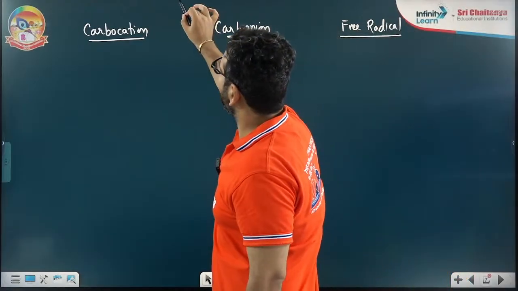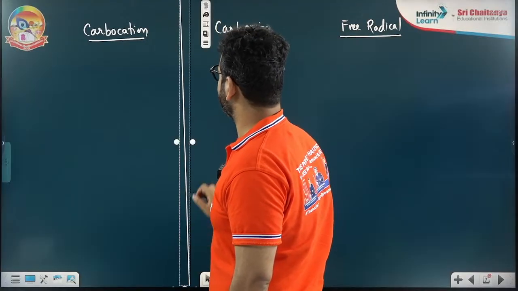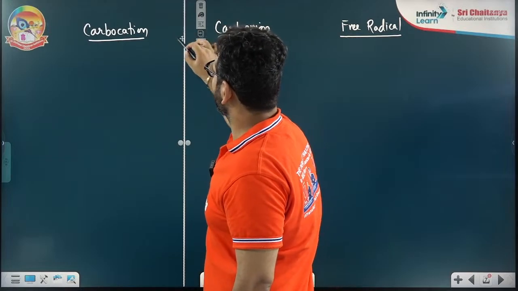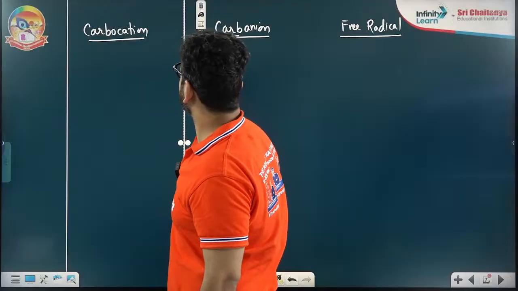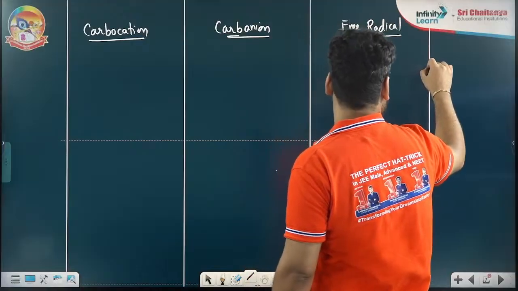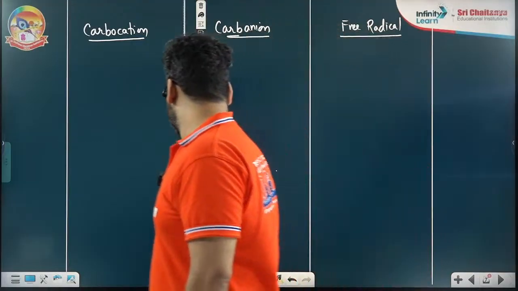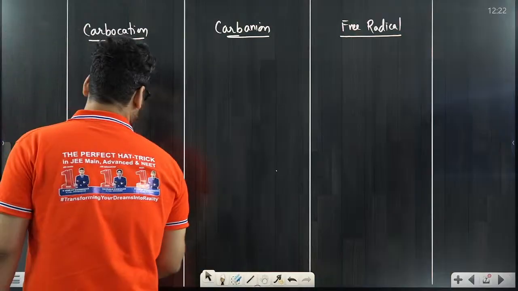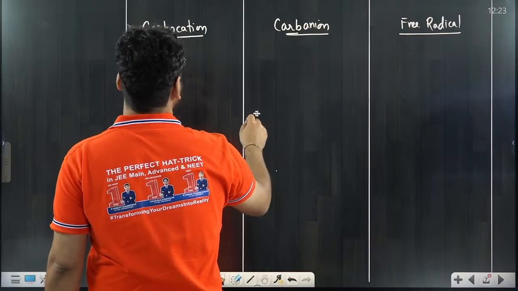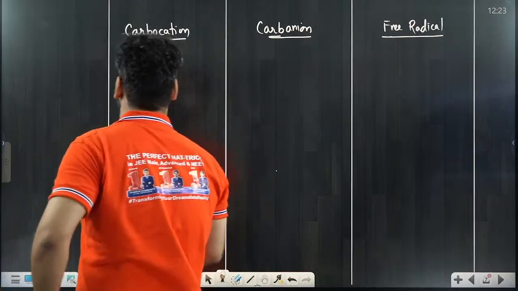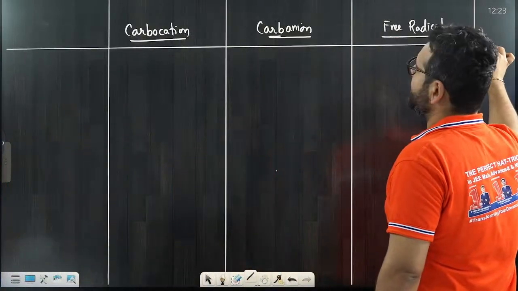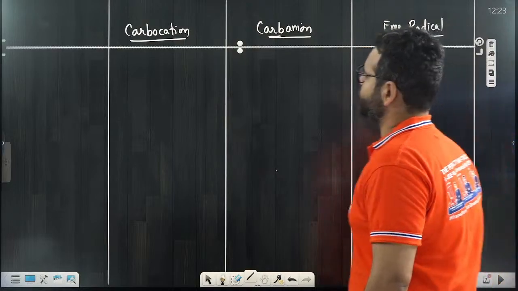Carbocation, carbanion and free radical. For each one of them, a few properties we are going to study. All right. What is the first property we should know? First property, let us know about their nature.